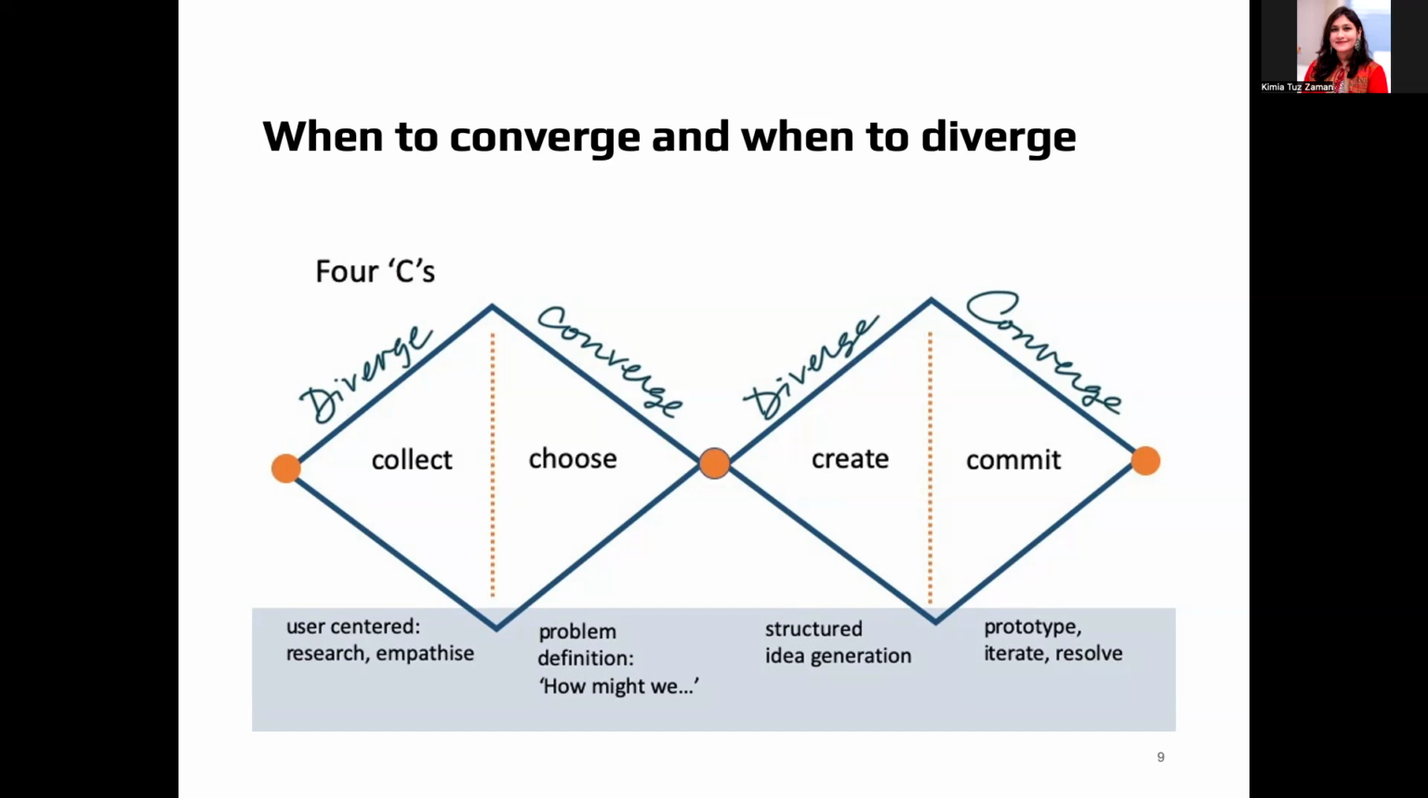So, switch to divergence when the problem is ambiguous, stakeholders disagree, or new evidence contradicts your current understanding. And switch to convergence when your criteria are clear, new ideas repeat, or you are seeing diminishing returns. Expect mini loops. A surprising test result may trigger a short diverge to explore alternatives, followed by a focused converge to choose the next prototype.